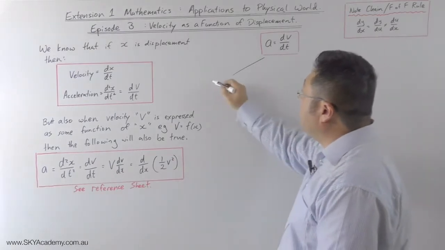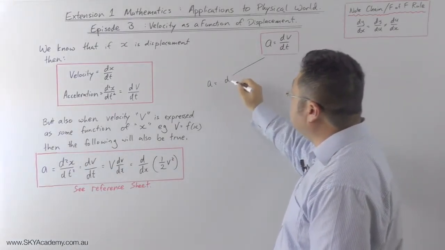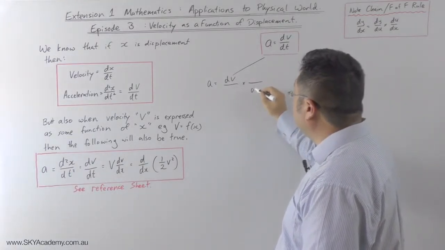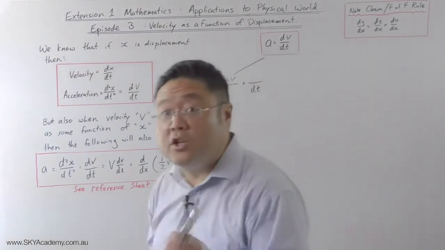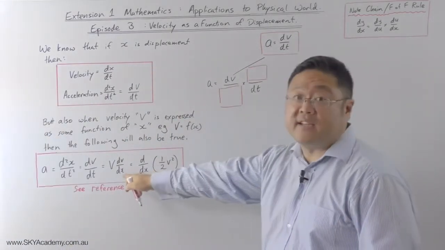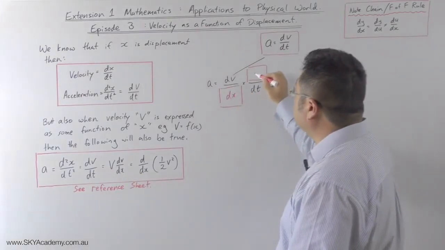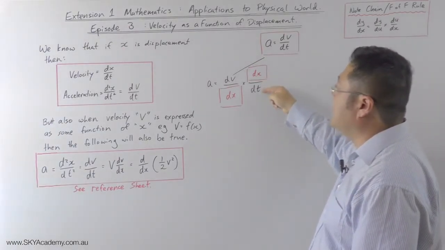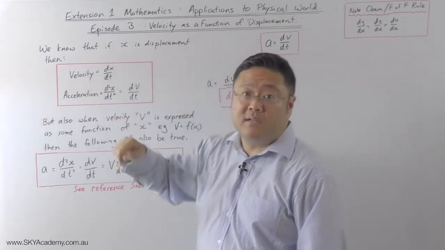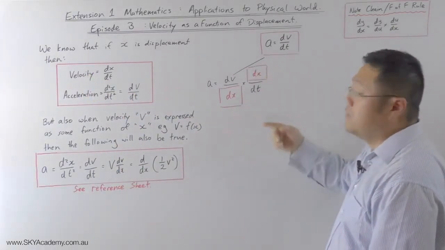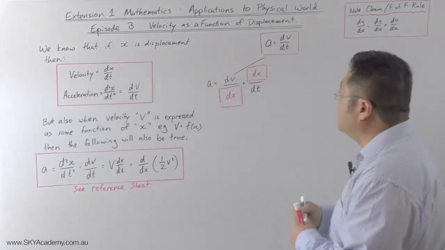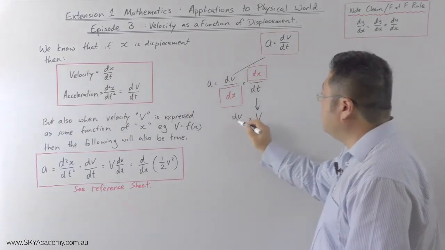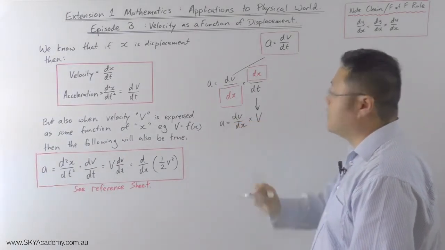We know that the acceleration is equal to dv/dt. Let's break this up: dv over something, times something over dt. In this situation, I'll use a red pen as well. We're going to introduce the x, so it's going to be dx here and dx here. Now, what do we know about dx/dt? Well, dx/dt, of course, is your velocity. The derivative of your displacement is velocity. So that goes here, velocity, times dv/dx. So that's your acceleration.